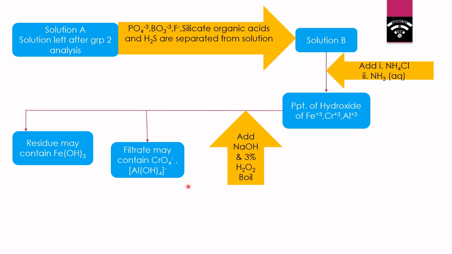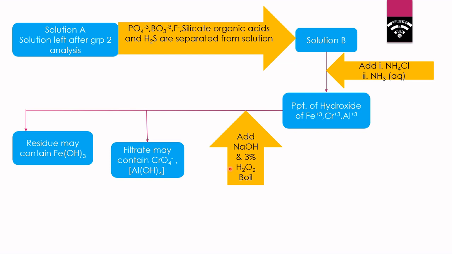So we can see that some amount of the precipitate will dissolve in the solution, and the filtrate may contain the chromate ion, CrO4 2-, and Al(OH)4 minus, a complex ion. So here you can see that we found the precipitate of Cr+3, and in the filtrate there is chromate ion. So somewhere an oxidation reaction happens.